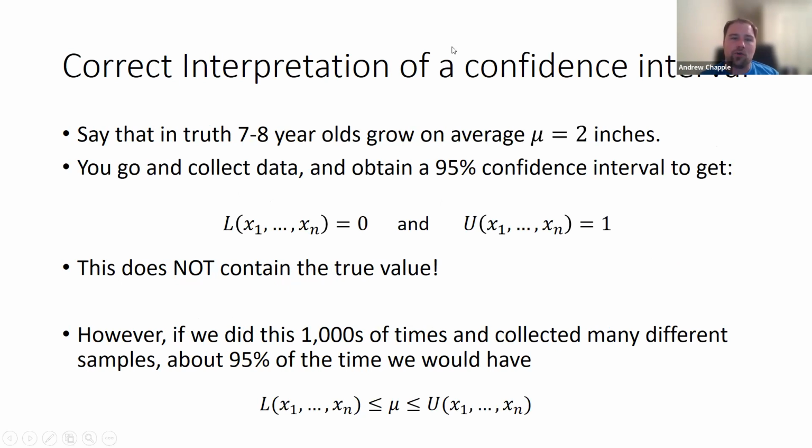So again, right, the correct interpretation of a confidence interval. Say in truth, 7 to 8 year olds grow an average of mu equals 2 inches. If you go and collect data, you get a 95% confidence interval. And for example, this is just an example, you get data, and in your data, your lower confidence interval is 0, your upper confidence interval is 1. The true value, mu here, is not in that confidence interval. However, if we did this thousands of times, I went out and got a new data set, constructed the lower confidence interval, the upper confidence interval, over and over and over again. About 95% of the time, I would have my true population growth within these two values.